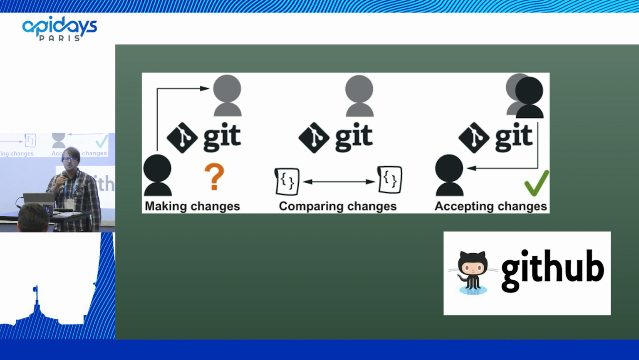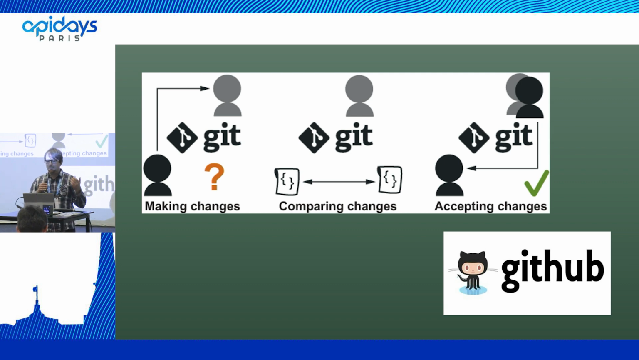Let's look at a source control system that maybe as developers you already use, something like Git, where you can make changes by committing to your repository. You can compare the changes by looking at your commit history. You can have different branches in the repository to have different versions evolving, and then you can accept changes by merging them. And this is just what Git itself allows.